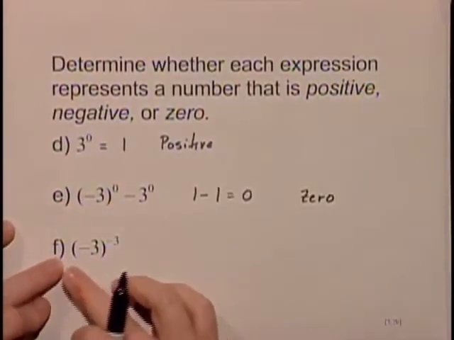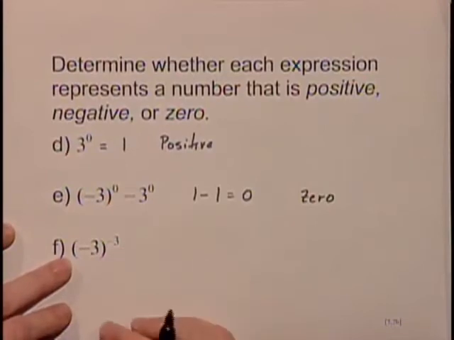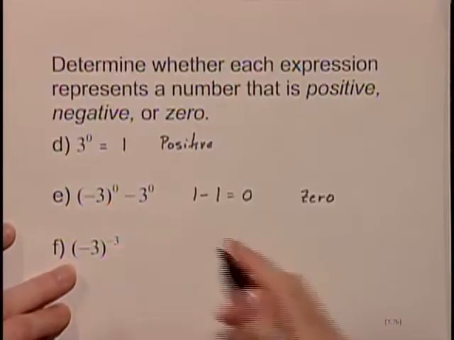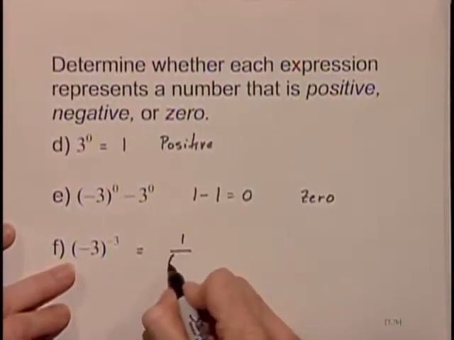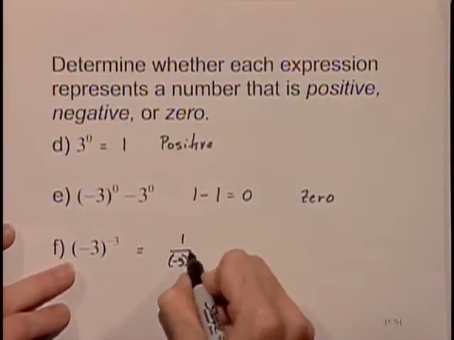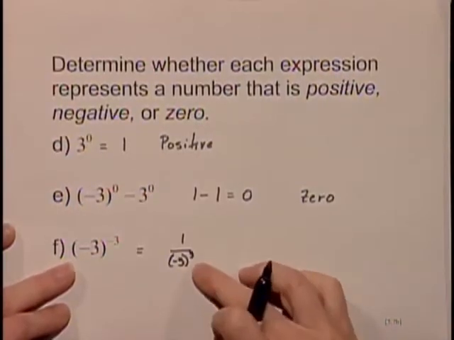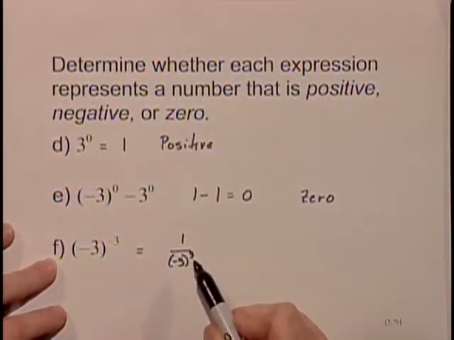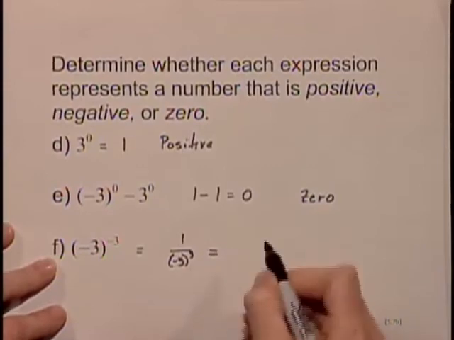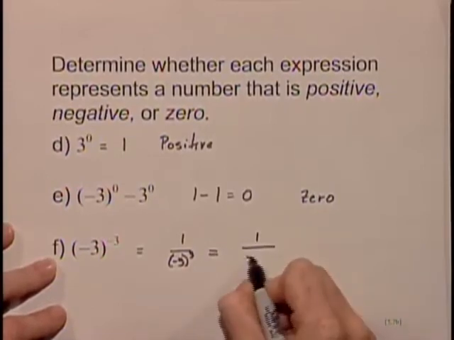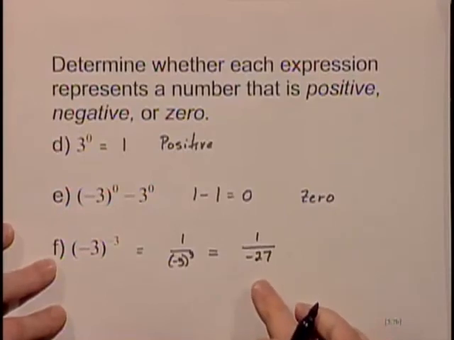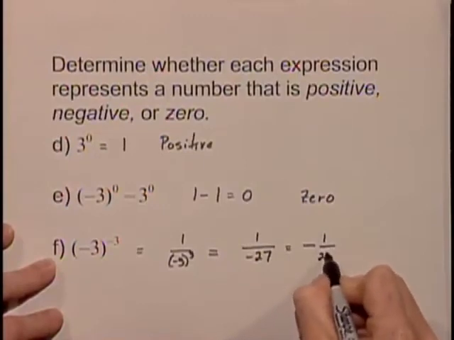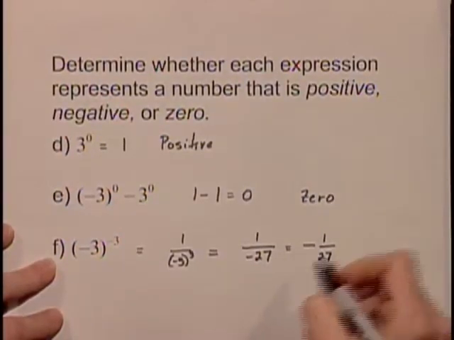Part F, negative 3 raised to the negative 3 power. We have a couple of negatives going on. Let's keep them straight. Our negative exponent indicates that we need to rewrite our expression with our base in the denominator raised then to a positive number. So this becomes 1 over negative 3 to the 3rd power. Simplifying that a little more, we'll have 1 over a negative 27. We could rewrite this as a fraction of negative 1 over 27 and label it a negative number.